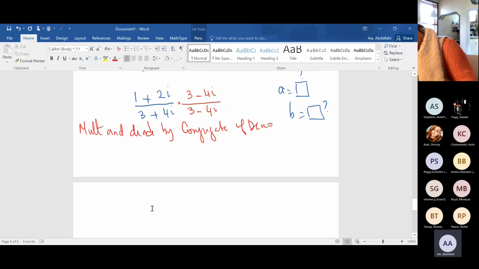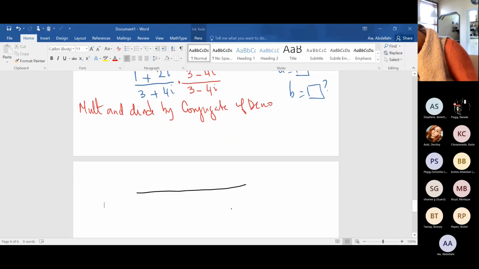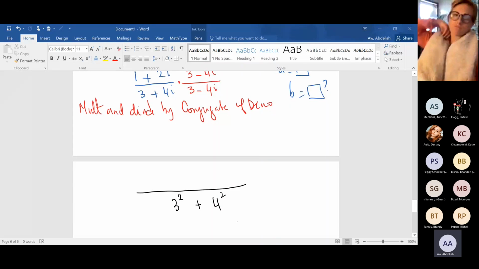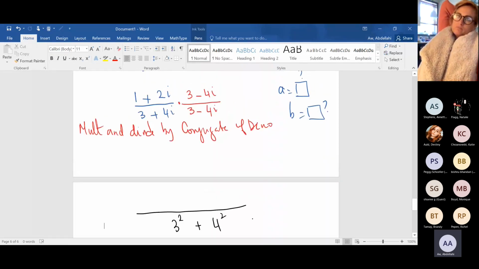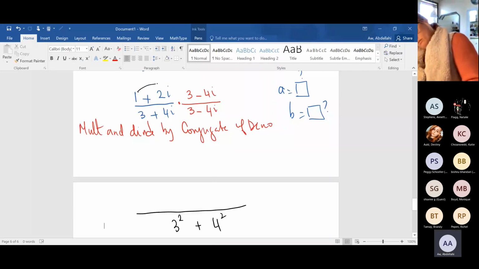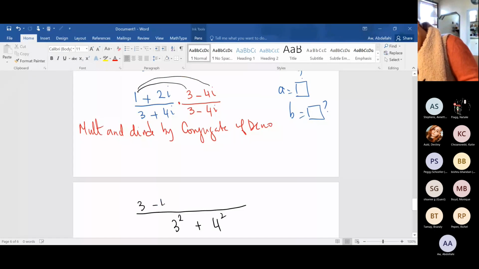When you do that, according to the various examples we did before, what's going to be your new denominator, without any foil? 25. It's going to be 25, right? And where did you get the 25 from? 3 squared plus 4 squared. You see, my new denominator is free of i. Now I have to foil the numerator. 1 times 3 is 3. 1 times negative 4i is negative 4i. 2i times 3 is 6i.